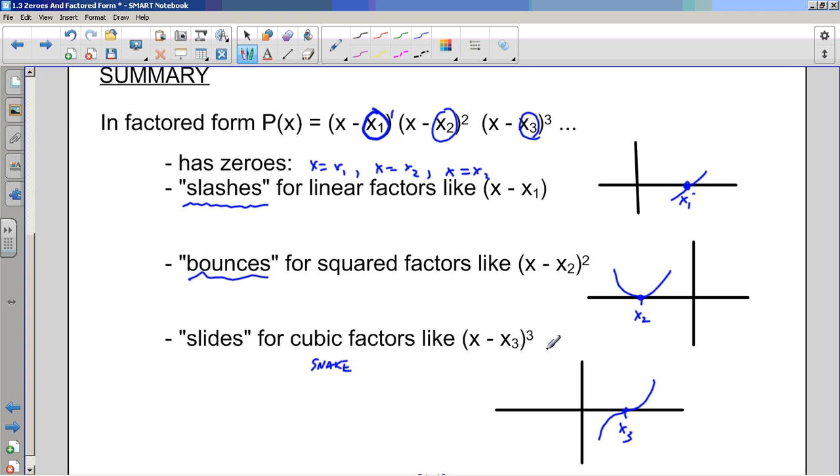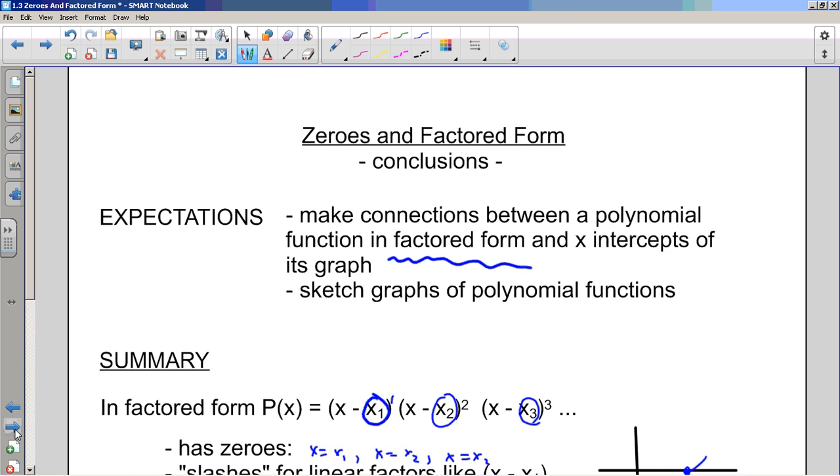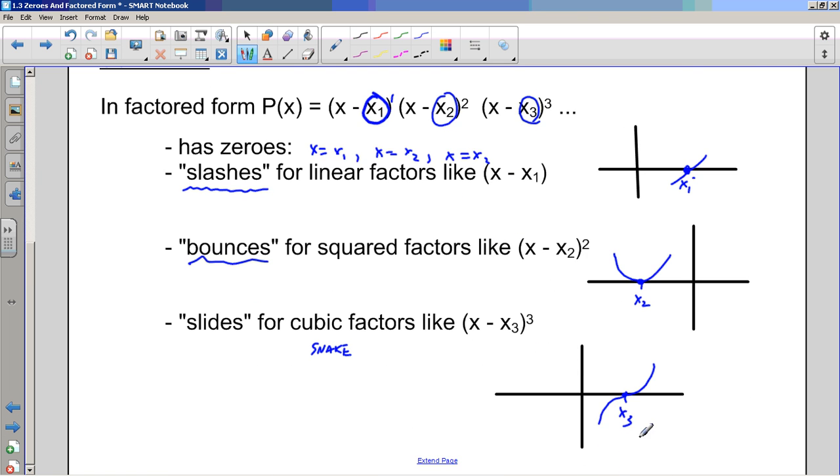And so near x equals x3, it behaves like a cubic graph. It behaves like this graph, and we saw that here. It looked like it was going to bounce, but then it slid through at x equals -2 in the 3-minute review. And that's what you were supposed to come up with. Now notice again that it could slide this way, or it could have slid this way, and we don't know. We know that it behaves in this snake pattern for a cubic graph, but we don't know which way it slides. But we can put this information together with other factors to be able to graph things.